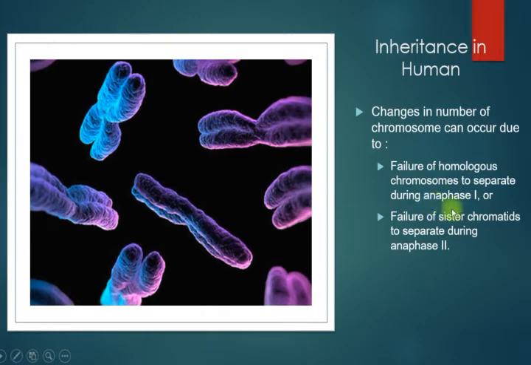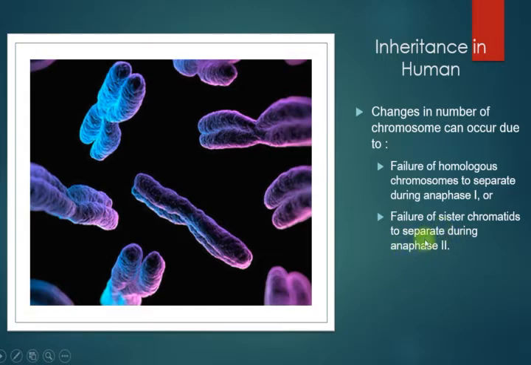So what happens in anaphase 1? The homologous chromosomes separate to the opposite poles. So if the homologous chromosomes fail to separate at this stage, it will cause changes in the number of chromosomes present in the cell. Or another factor is failure of the sister chromatids to separate during anaphase 2.